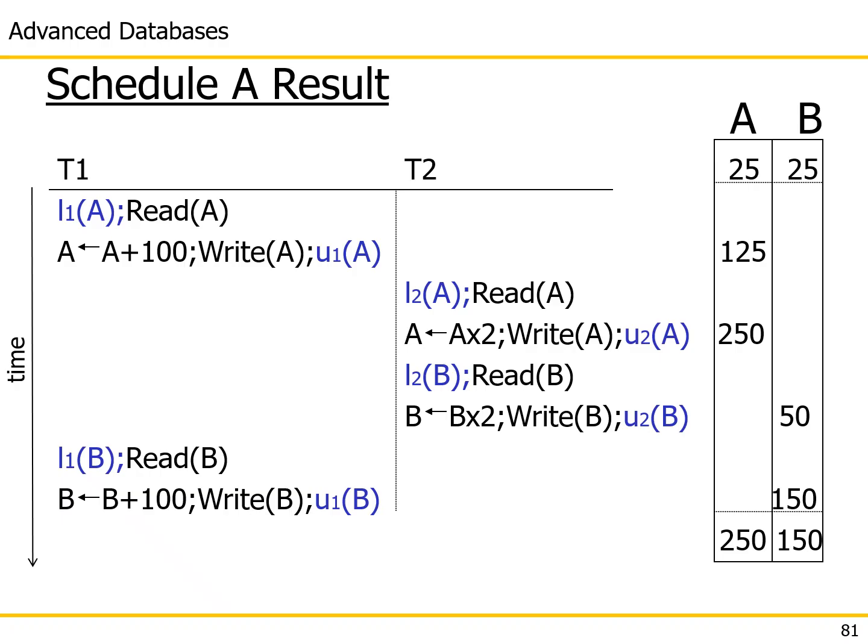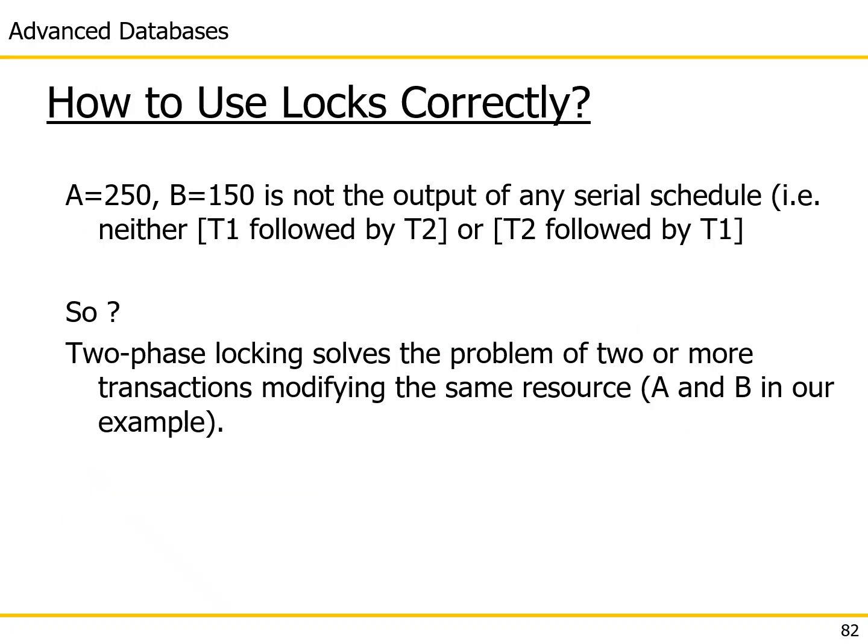So we multiplied the 25 by 2. So it became 50, and then when the context switch happened back again to T1, I added 100 to B to become 150. Okay, so locks are usable, but there is something we have to do here to make sure that we are getting a consistent state, which is again 250, 250 or 150, 150. And this is again to stress the point, A equal to 250, B equal to 150 is not the output of any serial schedule, either T1 followed by T2 or T2 followed by T1.